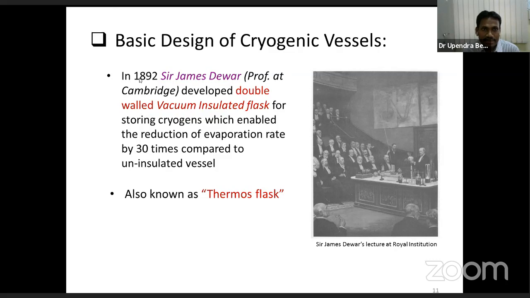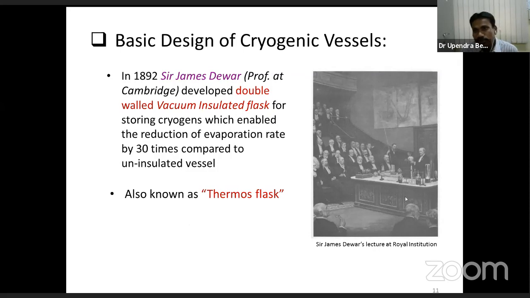fluids. And then in 1892, he developed a double-walled vacuum-insulated flask, which you can see here. I'll come to that later. And when the cryogens were stored in that container, the evaporation rate was drastically reduced, to 30 times lower compared to uninsulated. So that is a breakthrough for this design of cryogenic containers. Though he invented this double-walled vacuum-insulated flask, a person named Thermos took the patent for this, then made these containers for practical application, and because of this, these containers are known as thermos flasks.